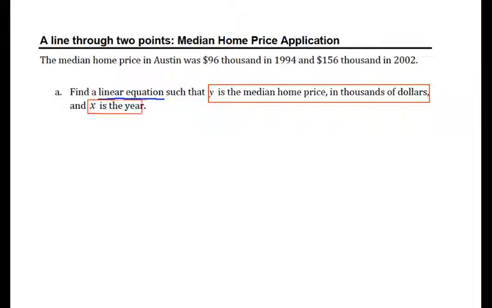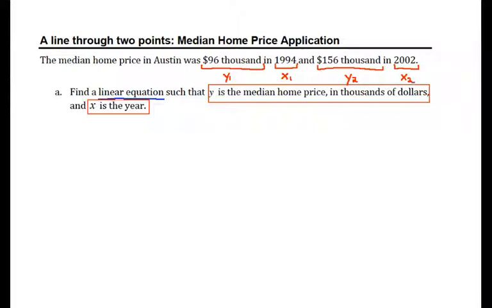X is the year. So the first thing I'm going to do is look at the information I'm given and designate X or Y. $96,000, that looks like a value of Y. In 1994, that's a year, so that's going to be an X. $156,000, that's going to be a Y. And 2002, that's going to be an X. Since these go together, I'm going to call the first one X1, Y1, and the second one X2 and Y2.